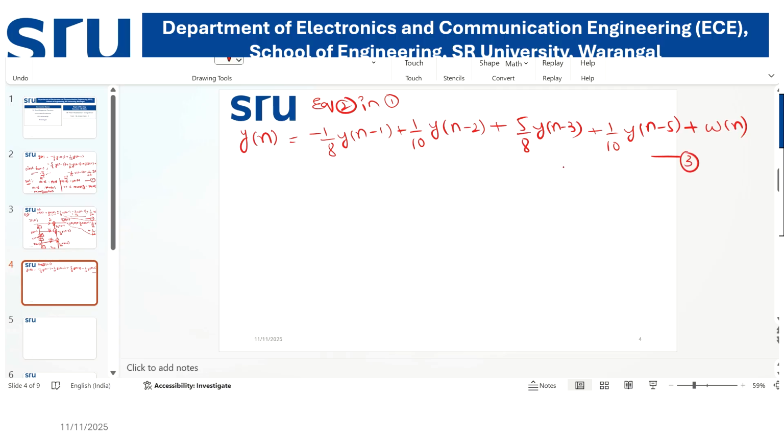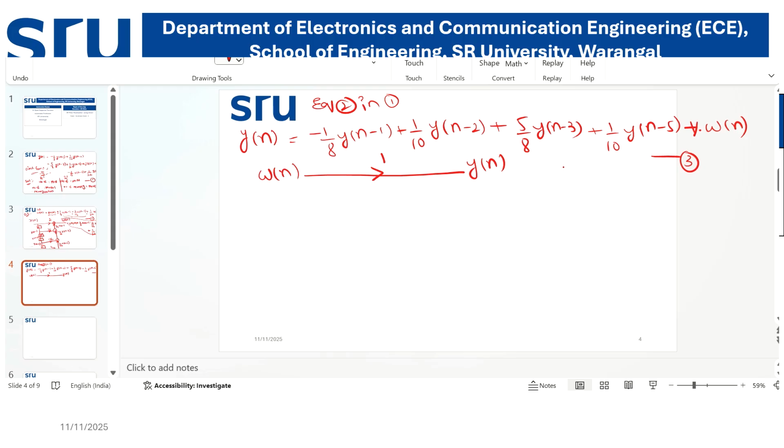Again for this equation we have to realize the circuit. Then what is the input for this circuit? W of n is the input. What is the output? Y of n is the output. Now the coefficient for W of n is 1. So here nothing is there. If nothing is there, you have to consider the coefficient as 1.